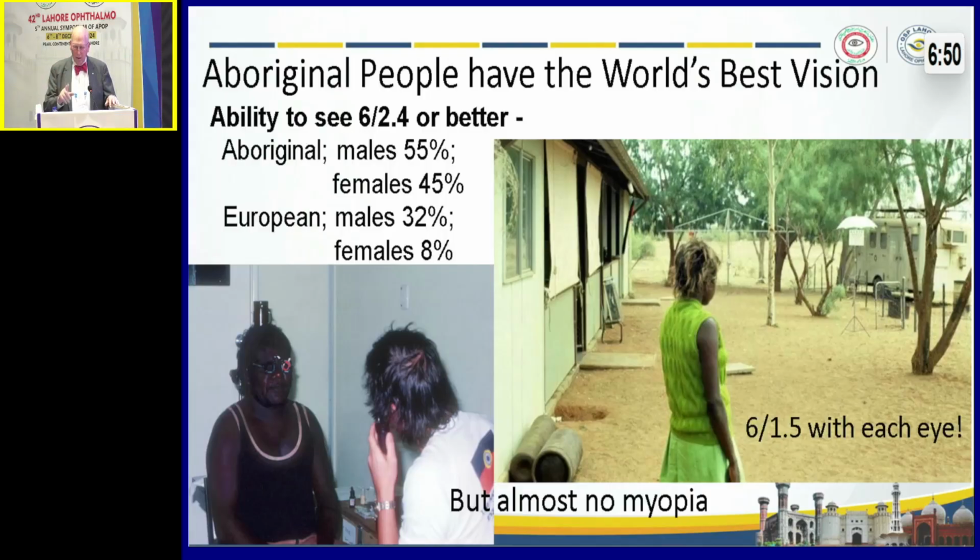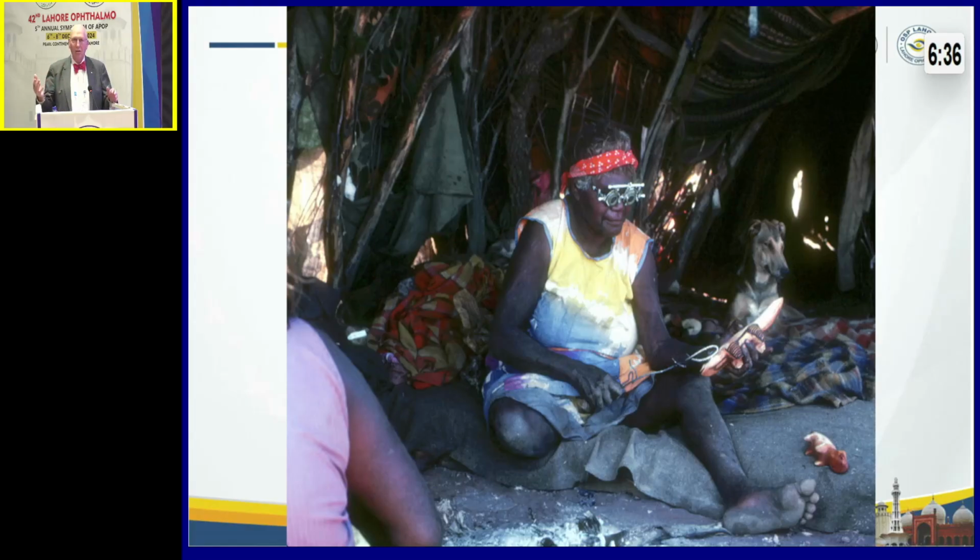There is this woman in that photograph, you can see the little chart under that umbrella, who is able to read 1.5 unaided with each eye, and they have almost no myopia. But they still get presbyopia like everybody at the age of 40. Presbyopia is just a sign of growing up.